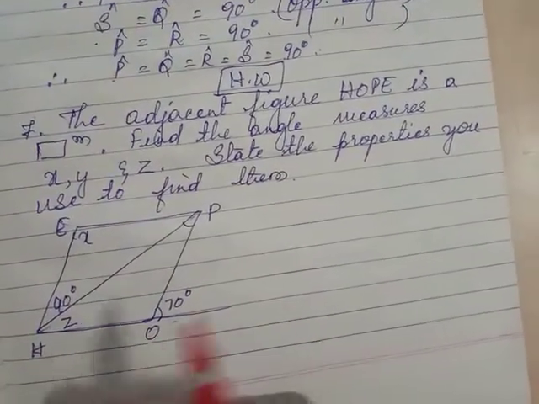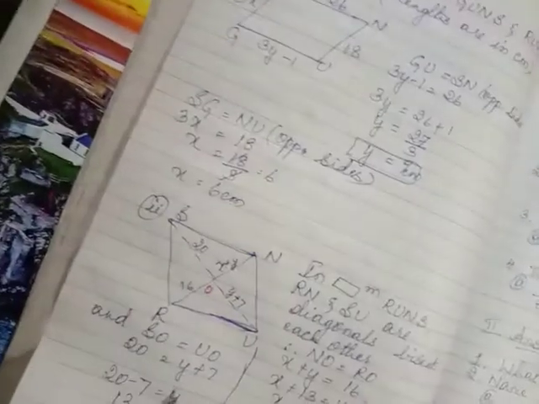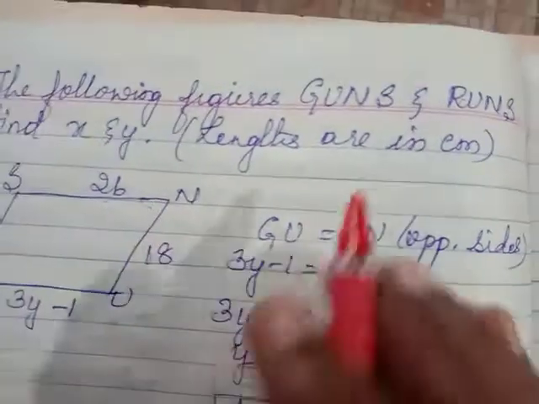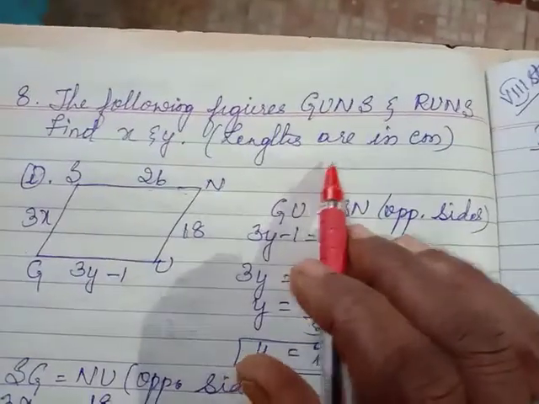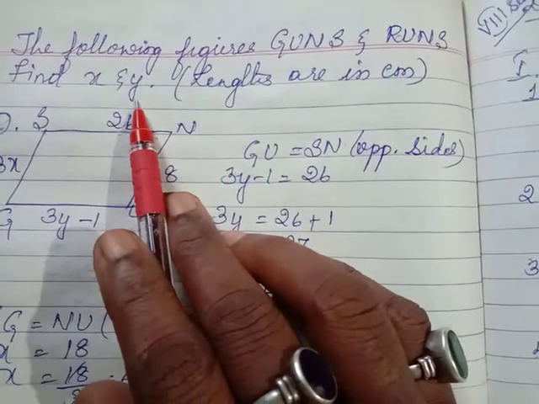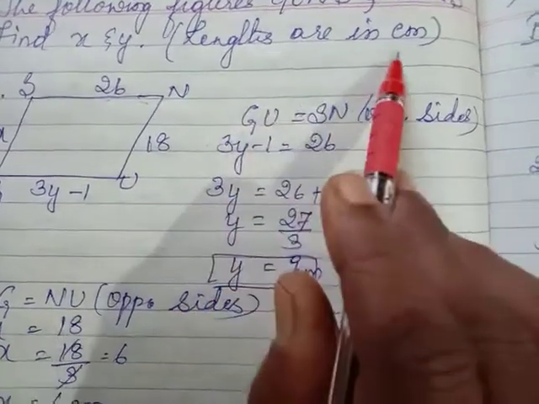Okay. Now next is the seventh problem. The seventh problem is homework. Okay. Now next is the eighth problem. In the following figures GUNS and RUNS, find x and y, where lengths are in centimeters.